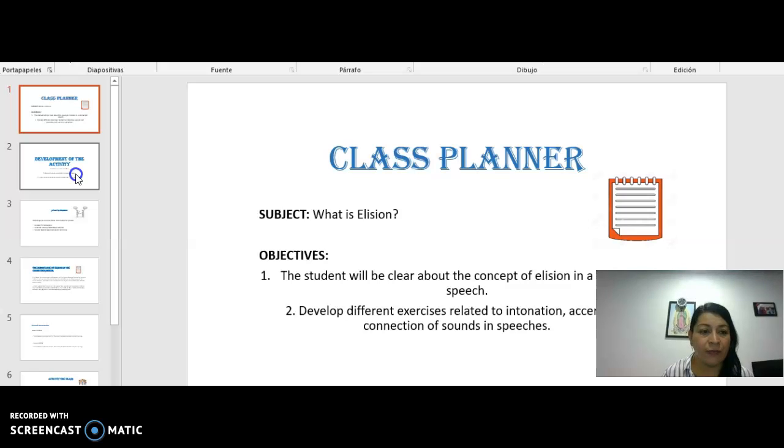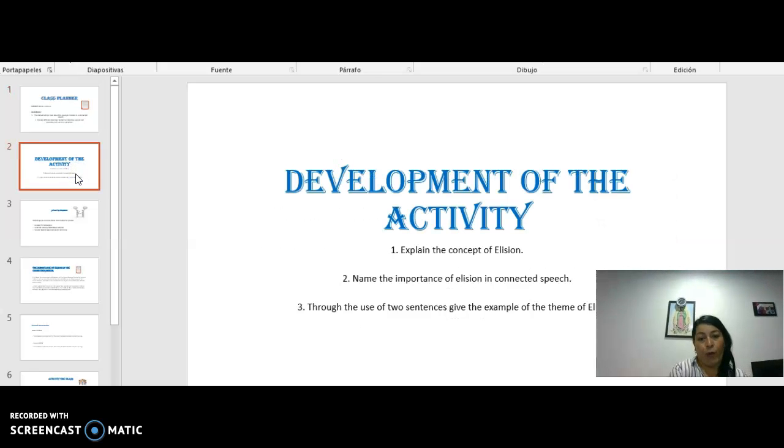Development of the activity. One, explain the concept of elision. Two, name the importance of elision in connected speech. Three, write two sentences as an example of the term elision.